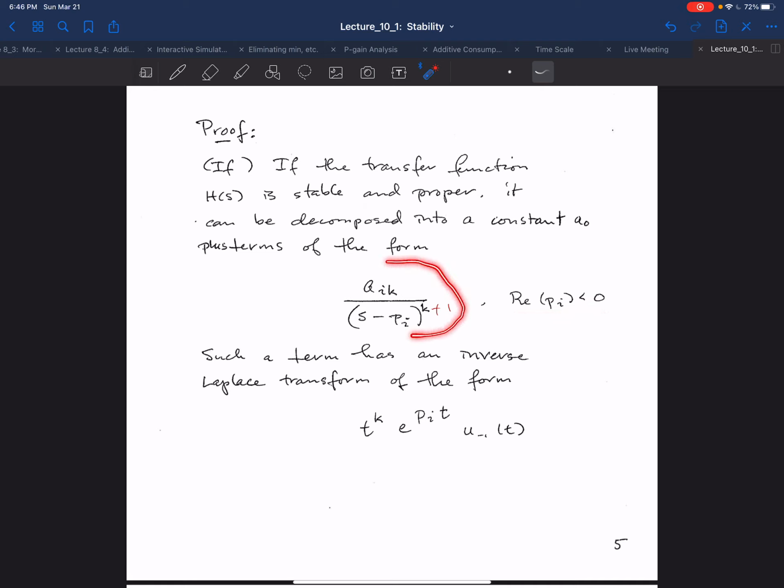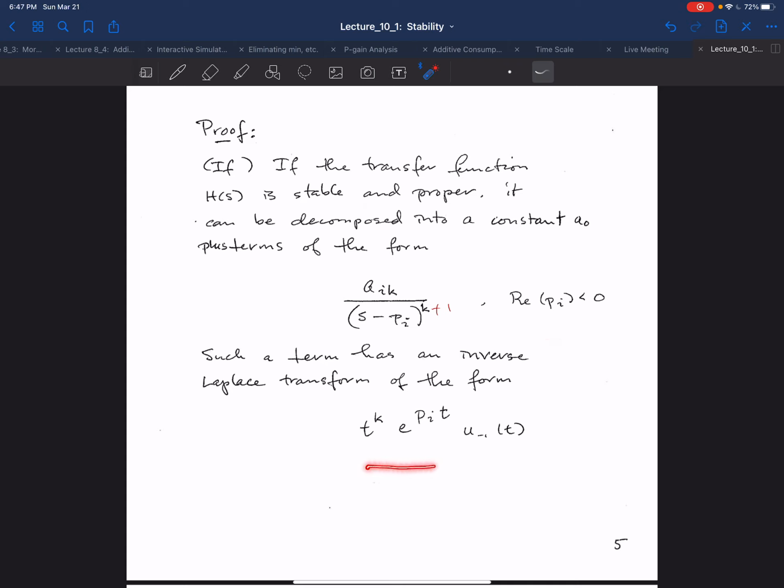Well, if we take the inverse transform of a term of this form, what we get is t to the power k times an exponential e to the p_i t times the unit step. I'm assuming here that these are transforms of one-sided functions. So in other words, their regions of convergence are right half planes, for whenever the real part of s is sufficiently large, the transform converges.